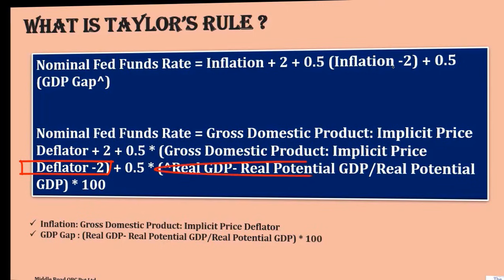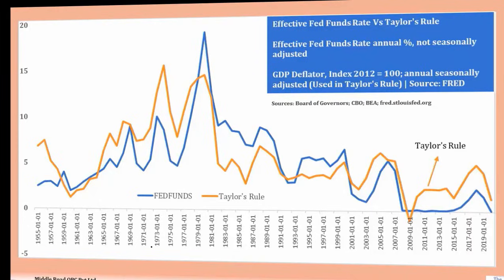There are various ways to calculate it. One way is, whenever you're looking at inflation, you look at the gross domestic product implicit price deflator. That is the variable you should be looking at. And when you're looking at the GDP gap, one of the ways is to take real GDP minus real potential GDP, which is the natural level of your growth, divided by real potential GDP, into 100. This is how it's being calculated. I've used it. You can also get the data from the Fed. When I plotted these two graphs, you get a fair bit of idea where the interest rates should be according to Taylor's rule and where they are right now.